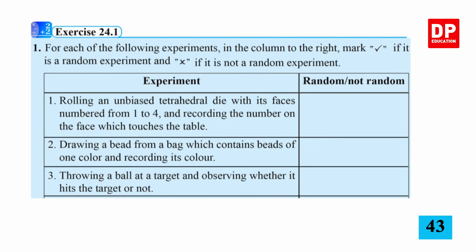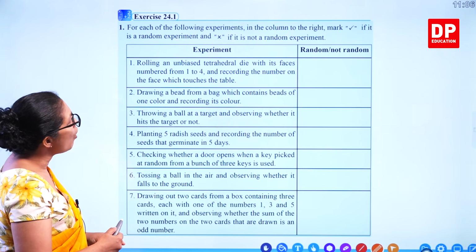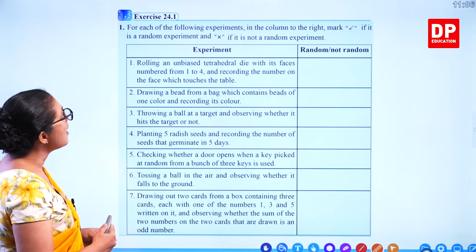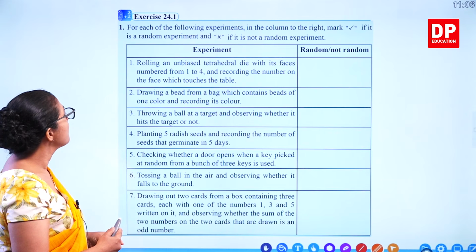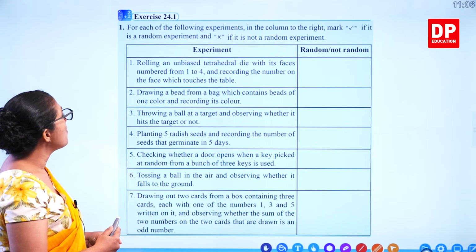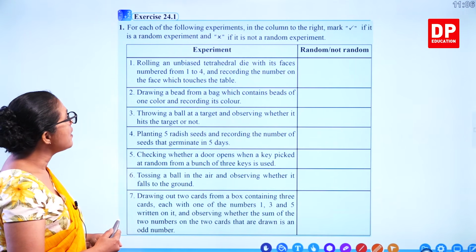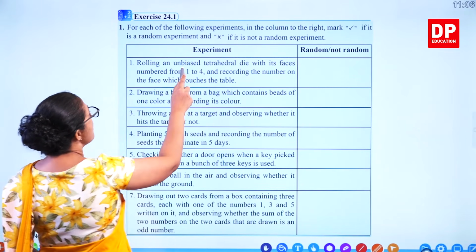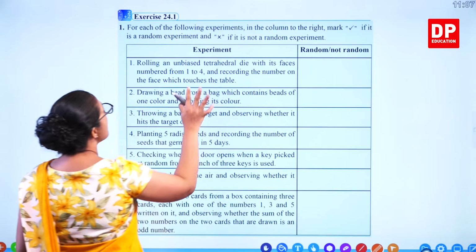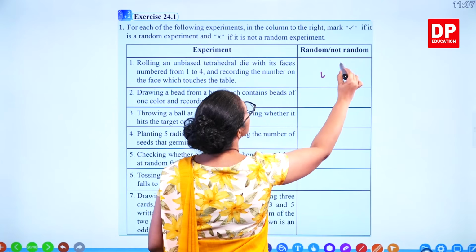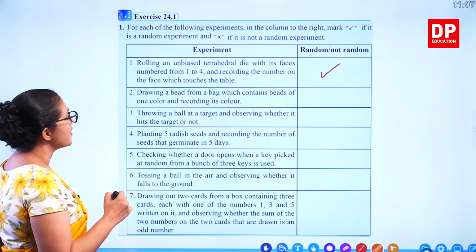Now we'll look at the exercises in your textbook. Exercise 24.1. For each of the following experiments in the column to the right, mark the correct sign if it is a random experiment and the cross sign if it is not a random experiment. Rolling an unbiased tetrahedral die with its faces numbered from 1 to 4 and recording the number on the face which touches the table. So this is unbiased and all faces are equal. So this is a random event. So you can put a correct sign.